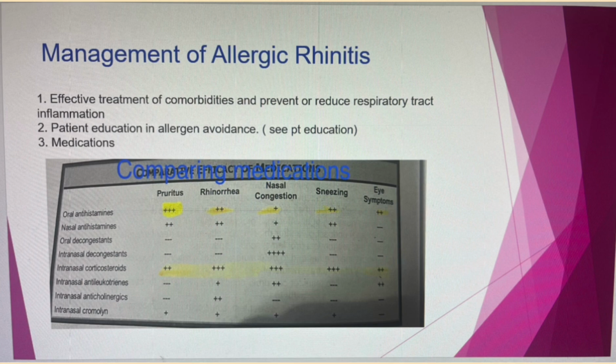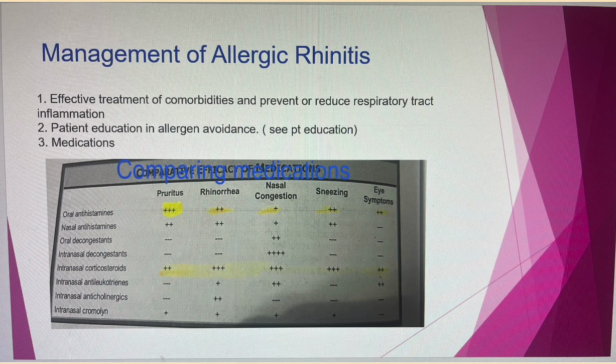Number 2, you can see that the next one in the table, which has more pluses, is antihistamines, which is oral and nasal. Nasal antihistamines do not relieve eye symptoms but relieve all the other symptoms. Oral antihistamines relieve almost every symptom but have minimal control of nasal congestion. Then the next section is the leukotriene antagonist, which only controls 3 symptoms: rhinorrhea, nasal congestion, and eye symptoms. No relief of pruritus or sneezing.